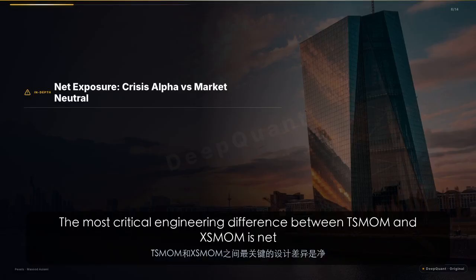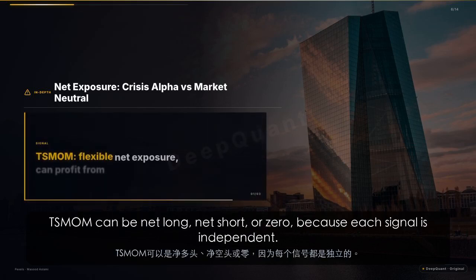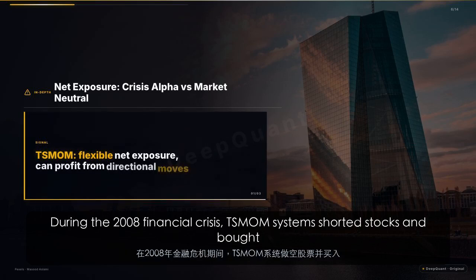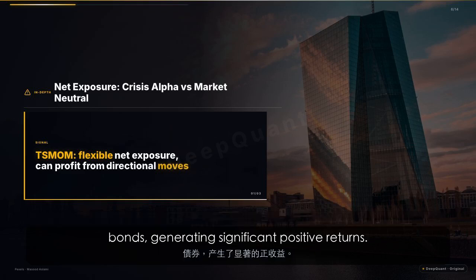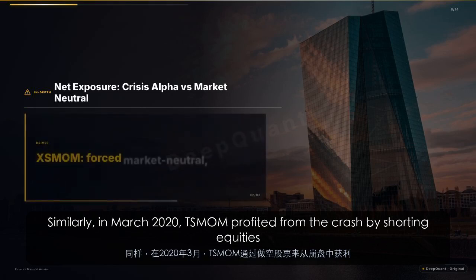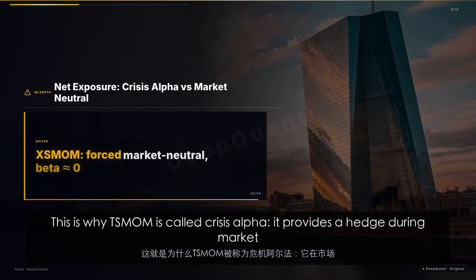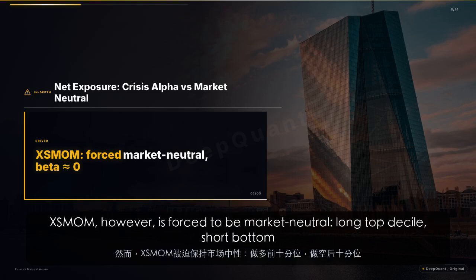The most critical engineering difference between TSMOM and XSMOM is net exposure. TSMOM can be net long, net short, or zero, because each signal is independent. During the 2008 financial crisis, TSMOM systems shorted stocks and bought bonds, generating significant positive returns. Similarly, in March 2020, TSMOM profited from the crash by shorting equities and buying safe haven assets. This is why TSMOM is called crisis alpha. It provides a hedge during market turmoil.